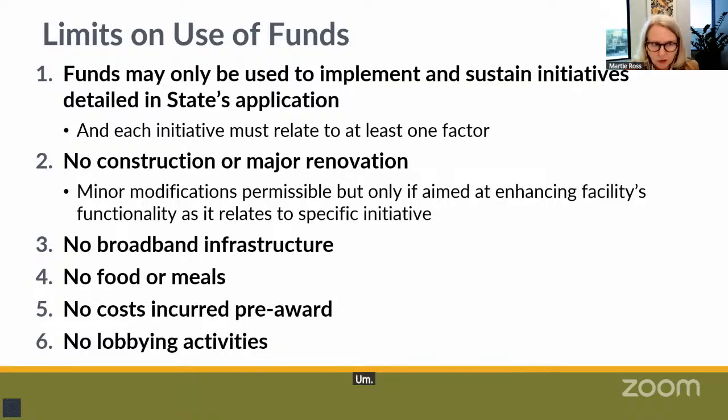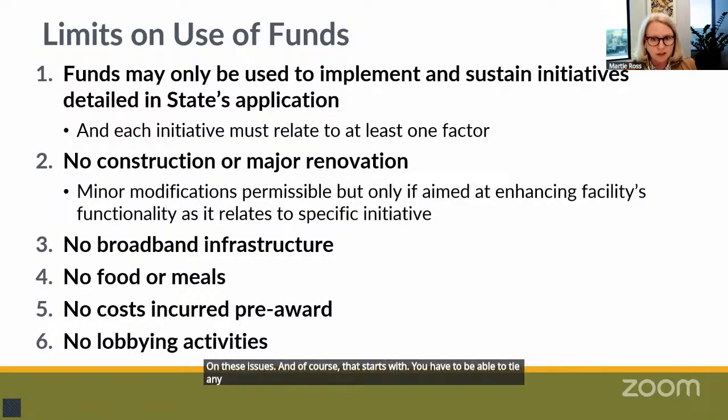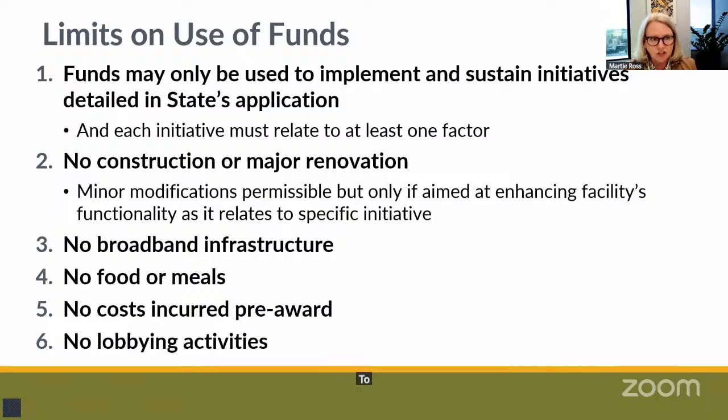Okay. Let's get into the nitty-gritty, because this is going to impact the decisions you make. There are a dirty dozen, shall we call them, limits on the use of funds that are specified in the NOFO. So you can make the case all day long that we should be spending money on these things, but we can't. The federal government will not allow funds from this program to be spent on these issues. And of course, that starts with, you have to be able to tie any expenditure of funds to implementing and sustaining the initiatives that you've detailed in the state's application.